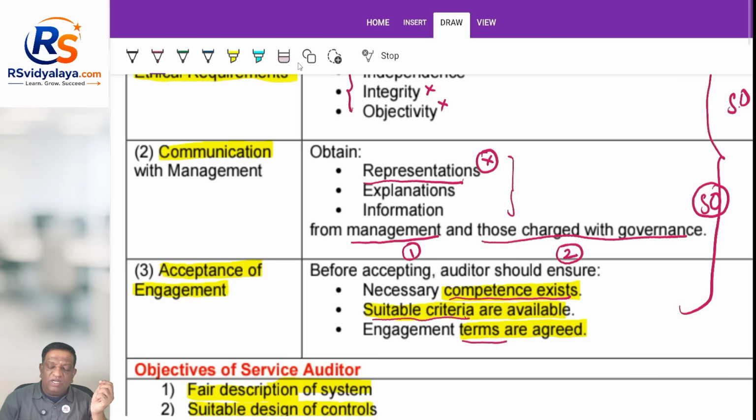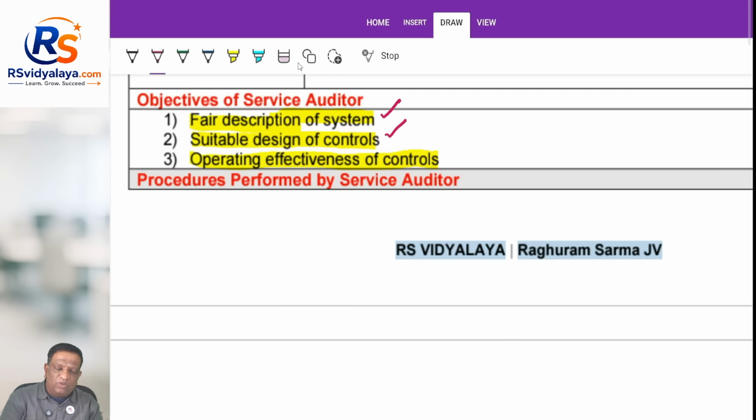Then what are the objectives of the service auditor? A fair description of the system, and he has to comment on the suitability of the design of controls, and he will also talk about operating effectiveness. Now you know that the first two would come in type 1, and operating effectiveness will not be there. But in type 2, all three will be there.